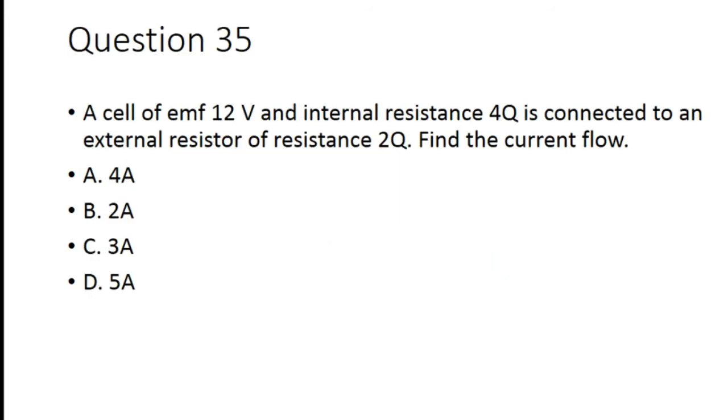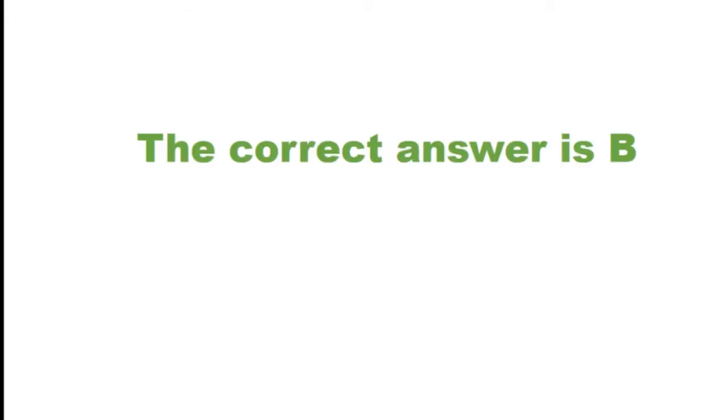35. A cell of EMF 12 volt and an internal resistance of 4 ohms is connected to an external resistor of resistance 2 ohms. Find the current flow. A. 4 amp. B. 2 amp. C. 3 amp. D. 5 amp.